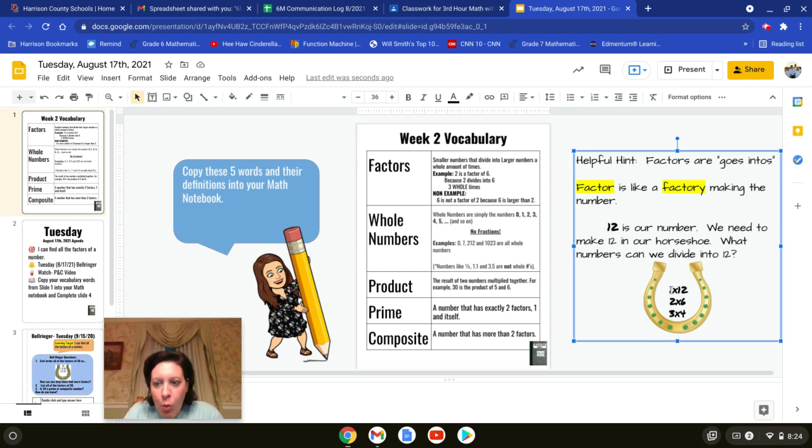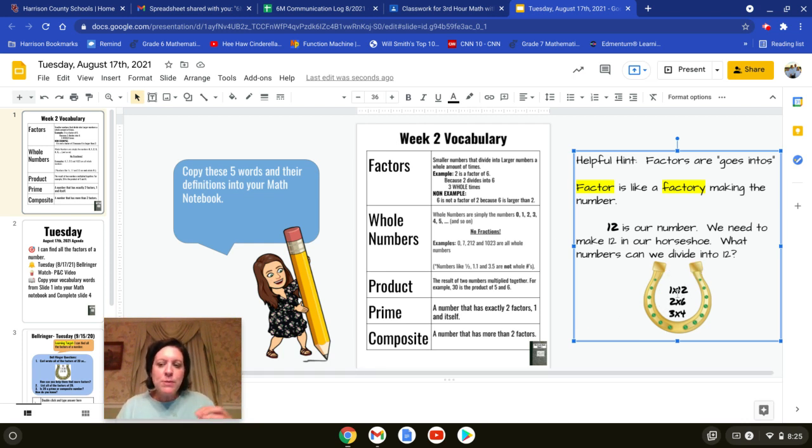So notice I went 1, 2, 3. What I'm doing is starting with my broadest pair, 1 and 12. Now notice my guardrail gets smaller because I went 2. 2 is a factor of 12. So 2 times what gives me 12? Well, 6. 2 times 6 is 12. We're making 12. 12 is our horseshoe factory here.